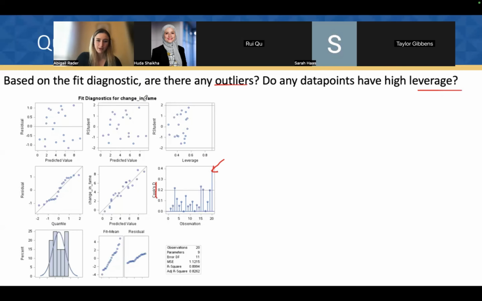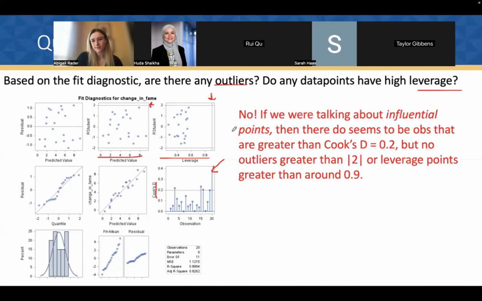When we look at these two plots here, there aren't any that are beyond our thresholds of 2 and around 0.9, or 4p over n, 2p over n. So in this case, there aren't any. And that's all you need to say.